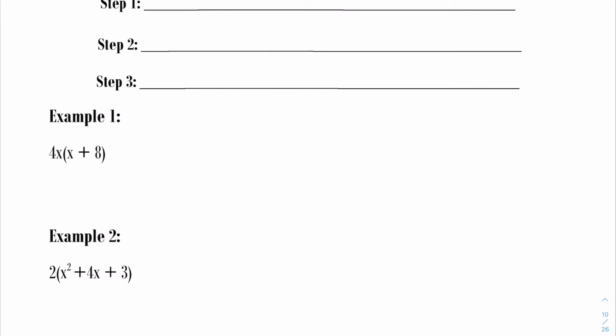First one, 4x times x plus 8. You need to take what's outside the parentheses. Whatever is outside the parentheses but touching it is actually multiplying everything on the inside. So that's 4x times x. I'm going to write it separated this time just so that the powers work easier. 4x times 8.